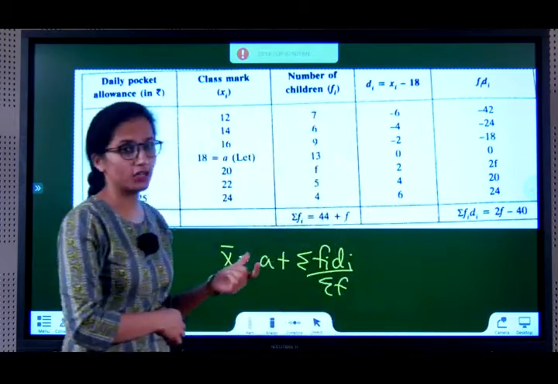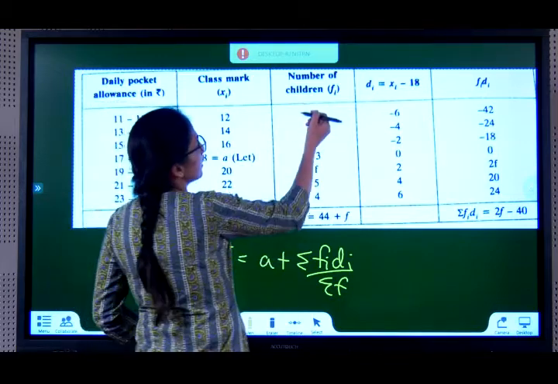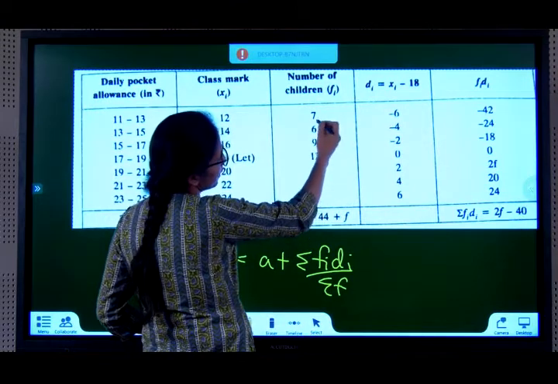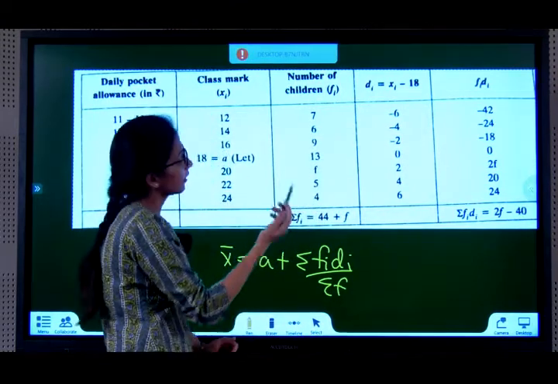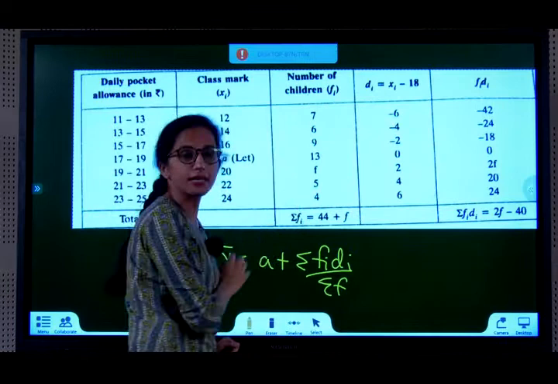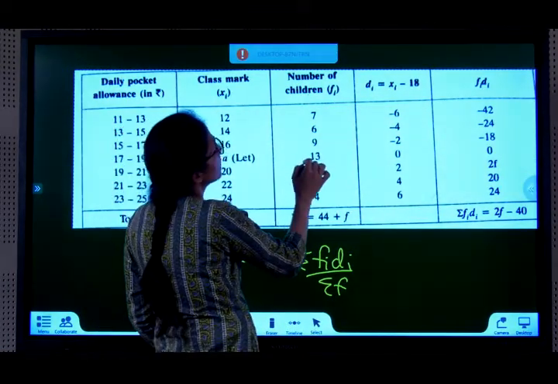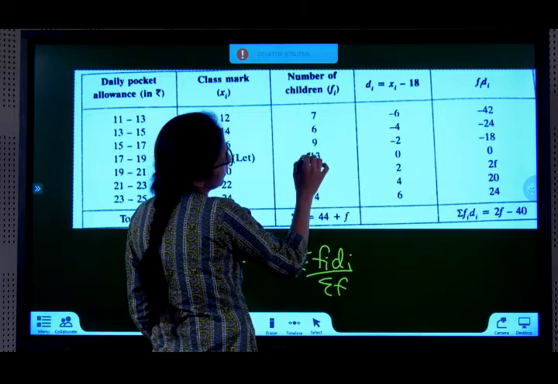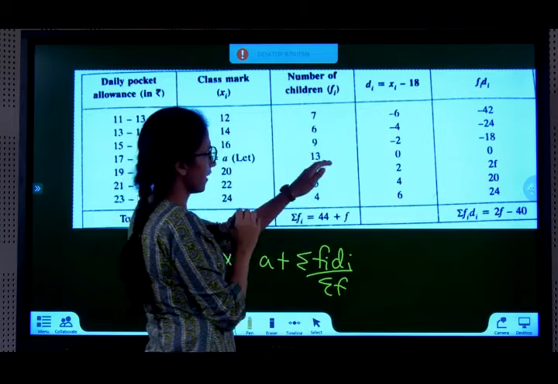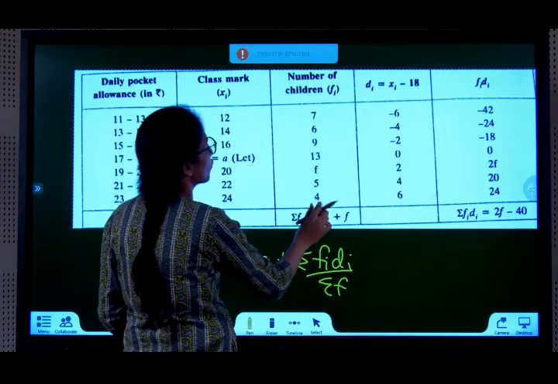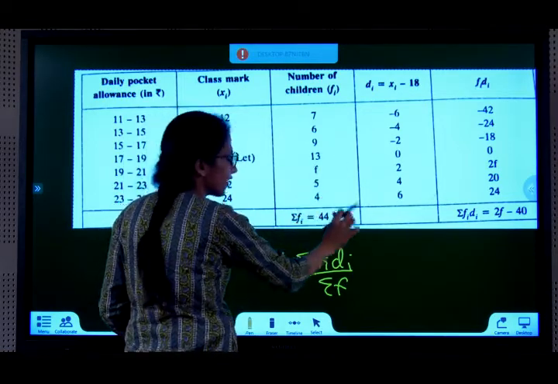Now how do you find the summation of f? 7 plus 6 plus 9 plus 13. So 7 plus 6, 13. 13 plus 9. How much is 13 plus 9? 22. 22 plus 13. 35. Leave the f. 35 plus 5. 40. 40 plus 4. 44. There's another f. Add it.